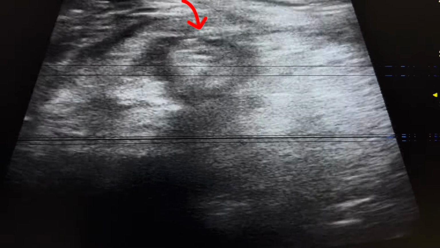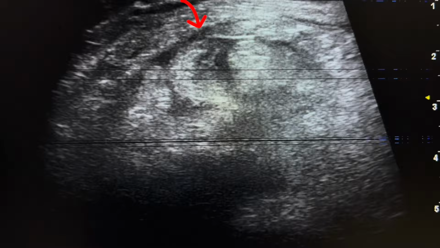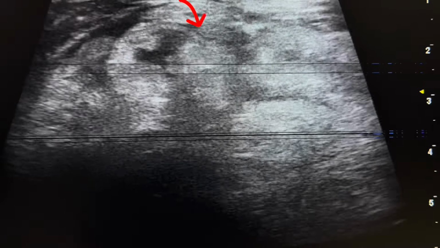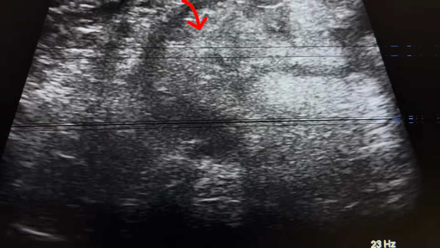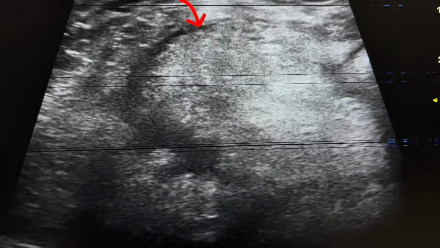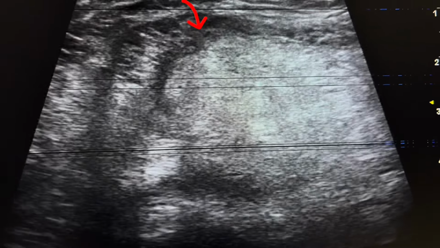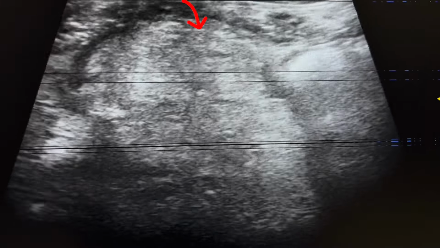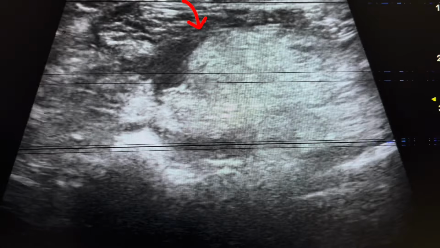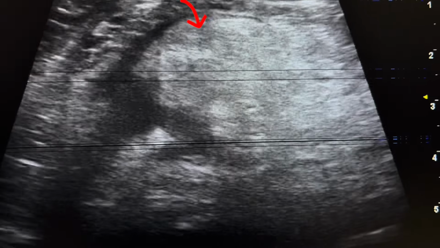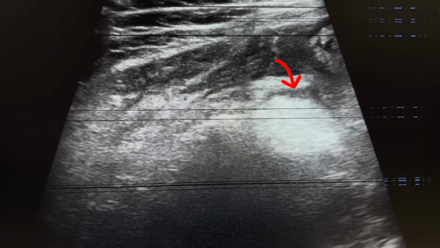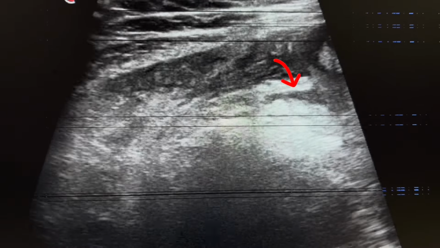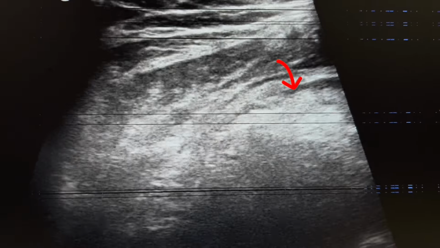Here we see the cecum, where the submucosal layer is inflamed, thickened and echogenic. The wall of the cecum is inflamed, mainly the submucosal layer, and also full of gases. Now we will find the appendix. Here we see the tissues around the cecum are inflamed and echogenic.